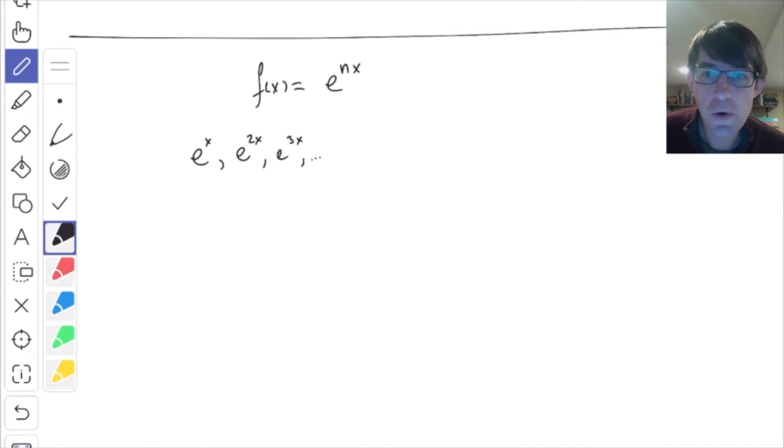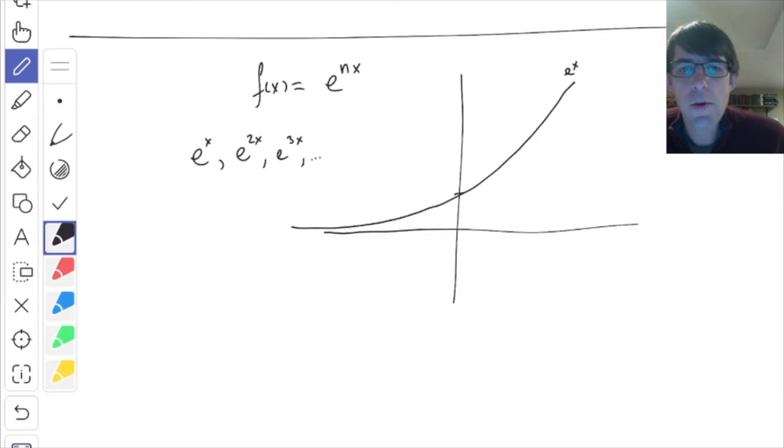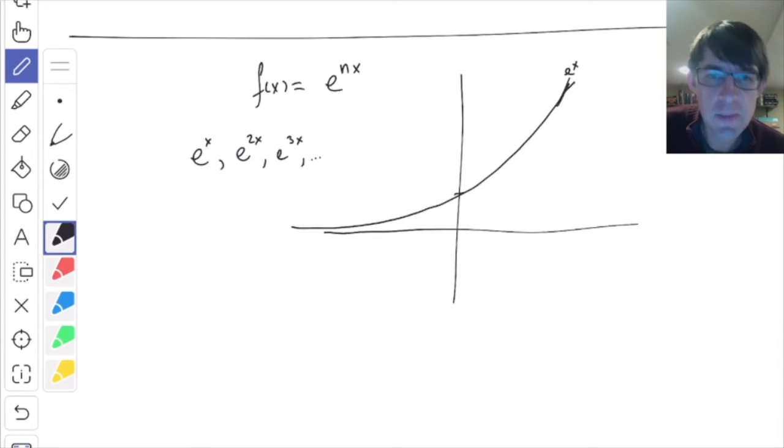If you don't know what's going on, it's helpful to try and look at these things on a graph. So the graph of e to the x looks like that. It's an exponential growth, so it goes quite steep eventually, and it goes through 1. That's because e to the power 0 equals 1. And then as you go off to the left, it approaches 0.